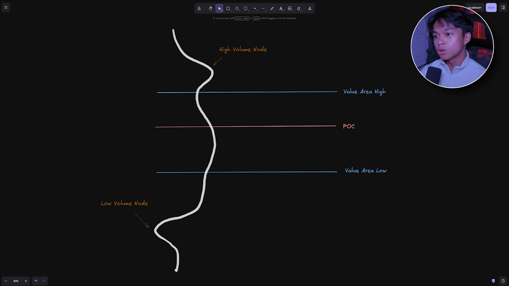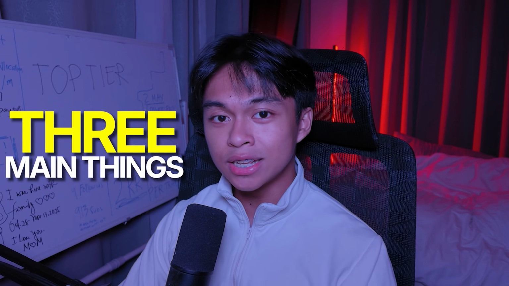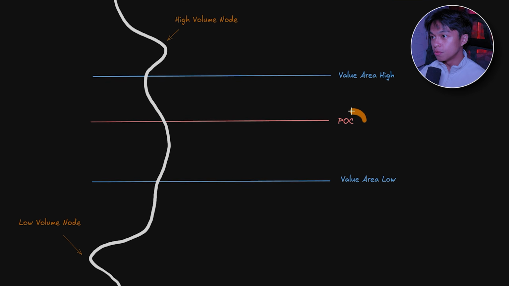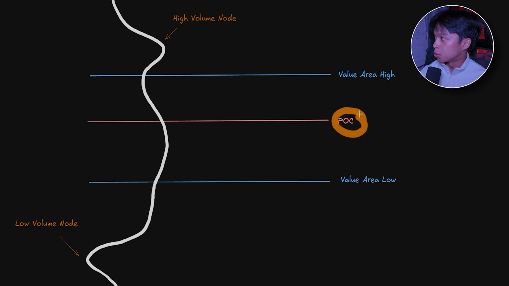Normal volume shows you how much was traded over time, while a volume profile shows you how much was traded at each price level. And that is the key difference. Now inside the volume profile, there are actually three main things that you guys need to know. The first one is obviously gonna be the point of control. And if you guys don't know, the point of control is a single price level where the most volume was traded during a session or during a range.